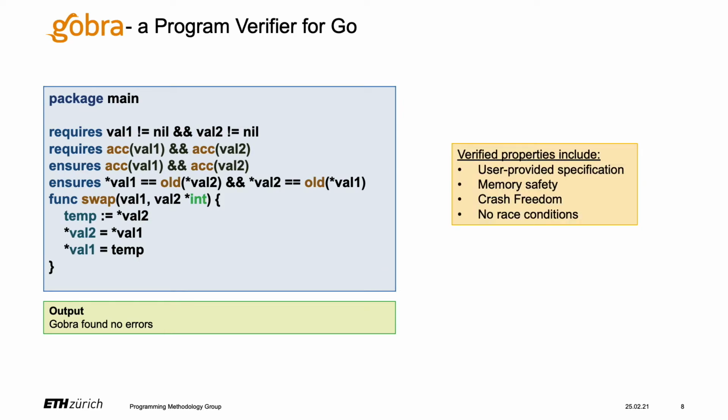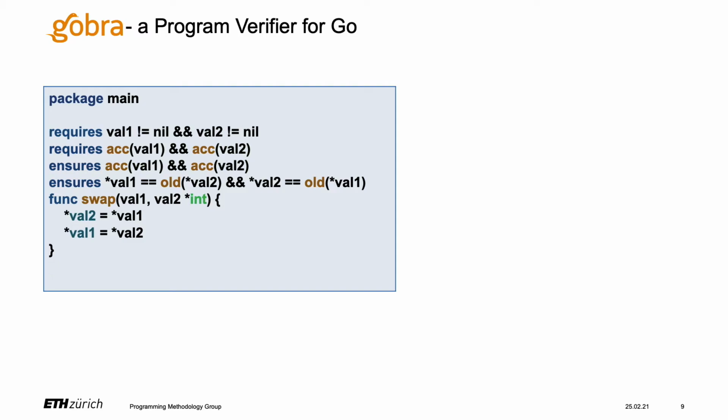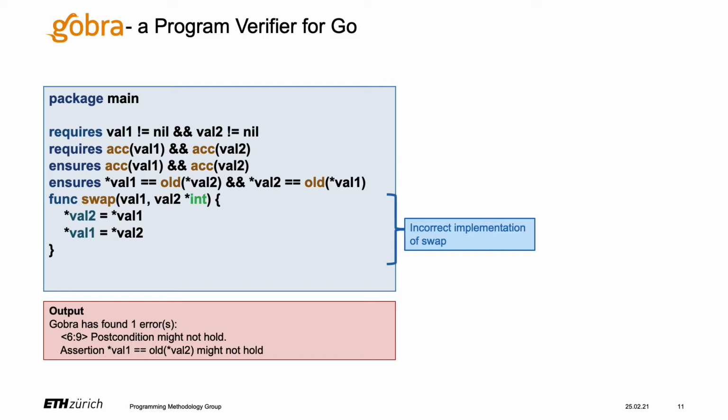Besides verifying the user-provided specifications, GOBRA verifies memory safety, crash freedom, and absence of race conditions. If the implementation is incorrect though, GOBRA fails to verify and rejects the program. Furthermore, it identifies the lines of code that cause verification to fail. GOBRA is under active development and is currently used to verify SCION's data plane.